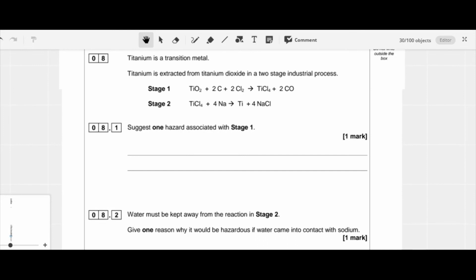Okay, now the next question, question number 8. Titanium is a transition metal, and here the equations are present, which are the extraction process of titanium. Suggest one hazard associated with stage 1. In stage 1 there is the use of titanium oxide, carbon and chlorine. The hazard is associated with chlorine, because Cl2 is toxic. So that is the answer.